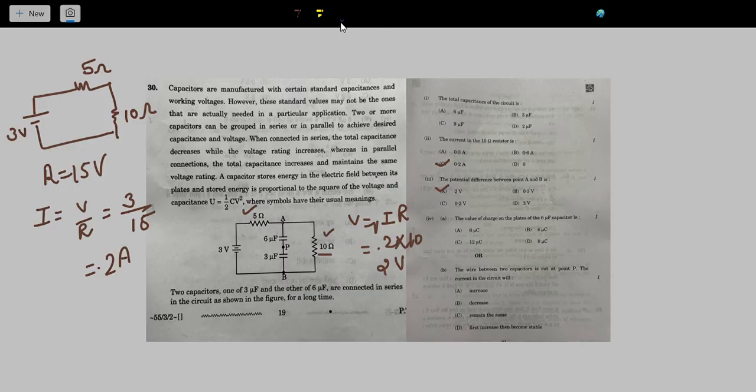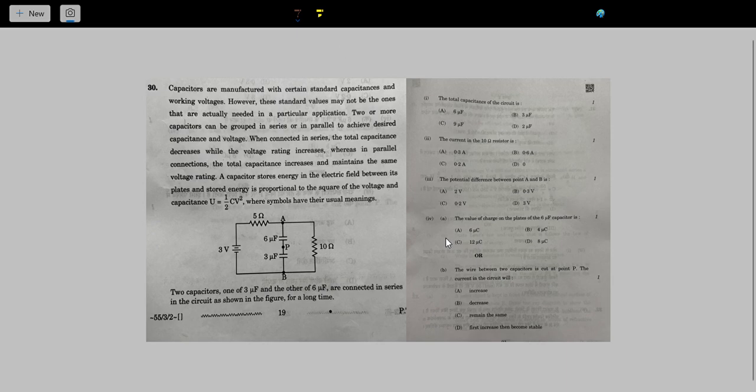Okay. Let's move to the next question. Question number 4: the value of charge on the plates of the 6 microfarad capacitor. These two are connected in series. Equivalent capacitance we have already calculated. Now in series current is the same, so obviously the charge would be the same. The equivalent capacitance was 2 microfarad, right?